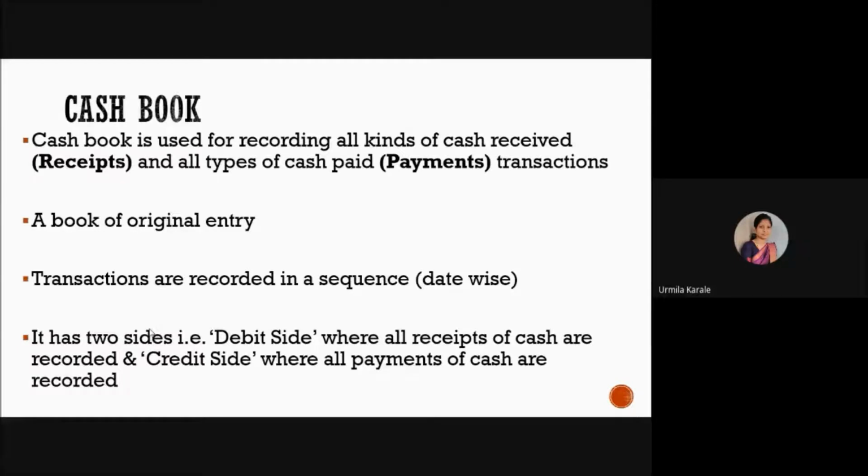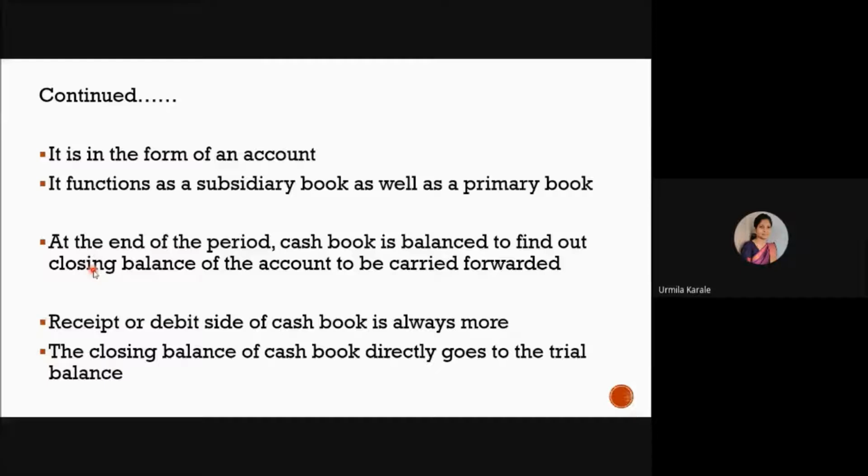So we'll just check it out. It is in the form of an account, and that's the reason why it functions as a subsidiary book. At the same time, it functions as a primary book, because since all this is already available in account form, we are not going to transfer it to the ledger, but directly take it to the trial balance. At the end of the period, you check the debit and credit side of the account and balance it.